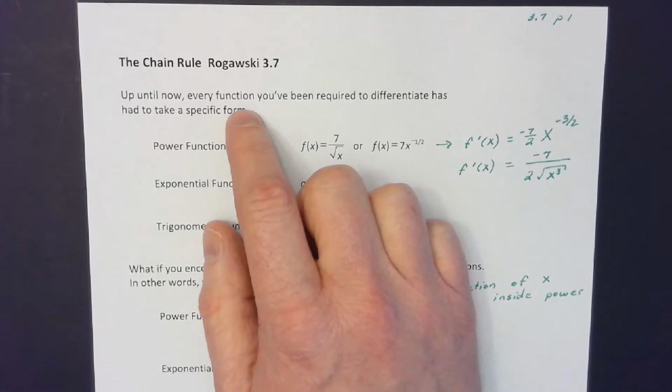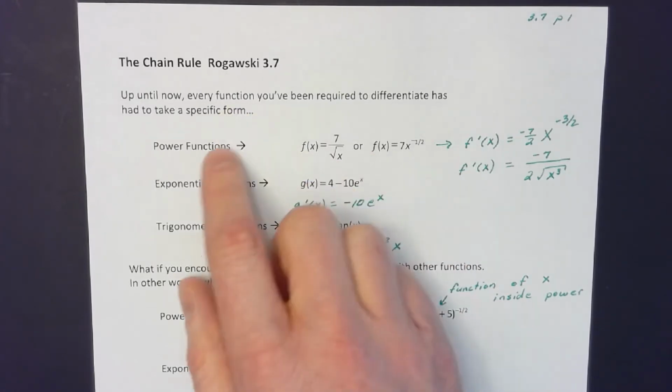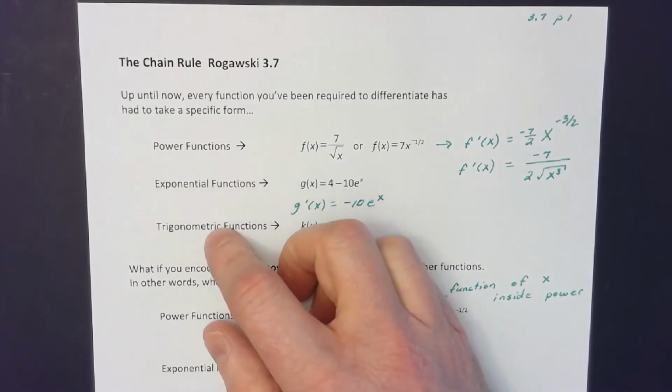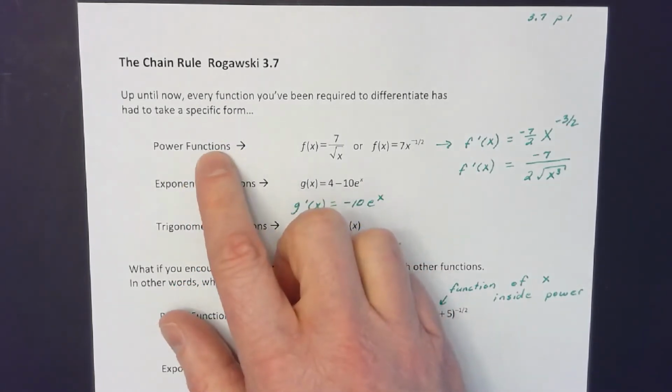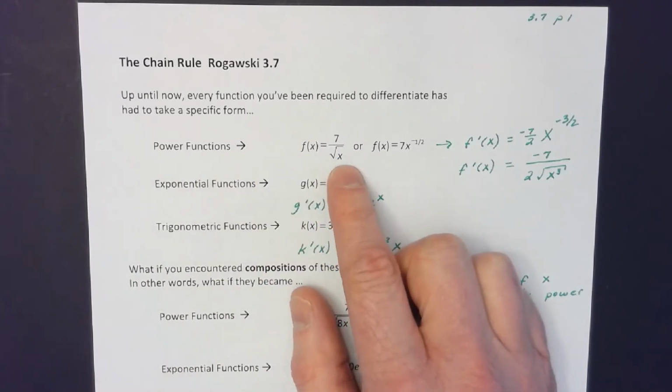So to compare and contrast what we have been doing with what we will be doing, we've already taken derivatives of power functions, exponential functions, and trig functions. But the power functions we've dealt with have looked something like this, where we have 7 over just the root of x. The only thing inside the square root is the x term.